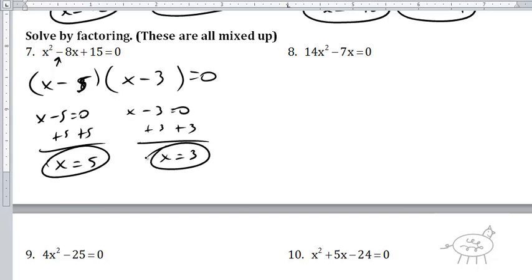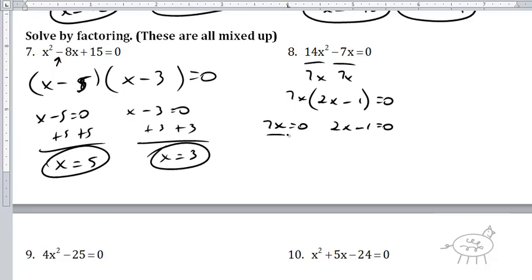Okay, sweet. Okay, this one's two terms. Is it a difference of two squares? Nope. 14 is certainly not a perfect square, and x is not a perfect square, and 7 is not a perfect square, but there is a greatest common factor, so I can factor out a 7x. And I get 2x minus 1 equals 0. So 7x equals 0, 2x minus 1 equals 0.